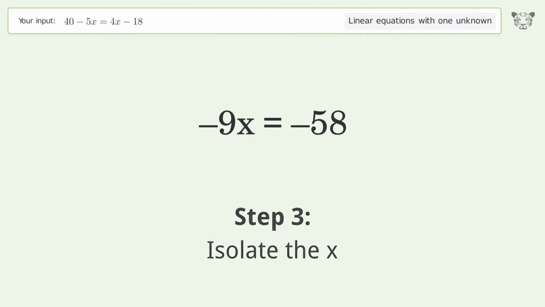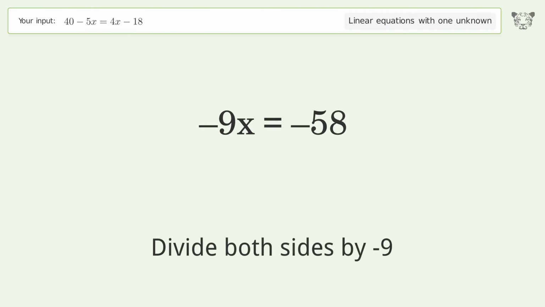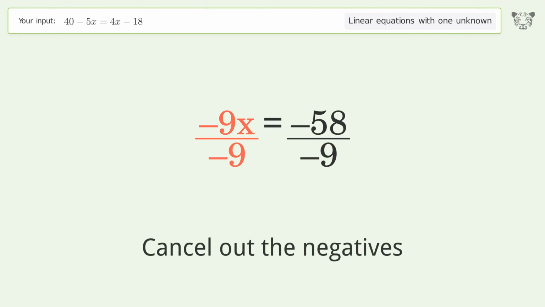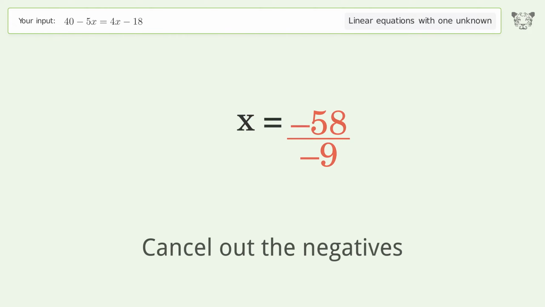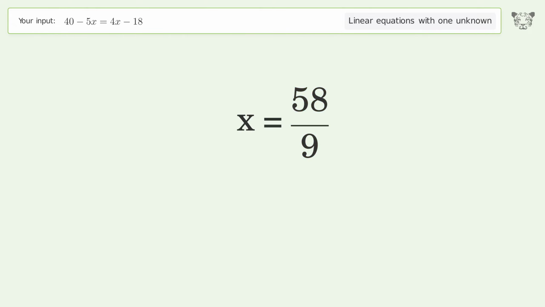Isolate the x. Divide both sides by -9. Cancel out the negatives. Simplify the fraction. Cancel out the negatives. And so the final result is x equals 58/9.